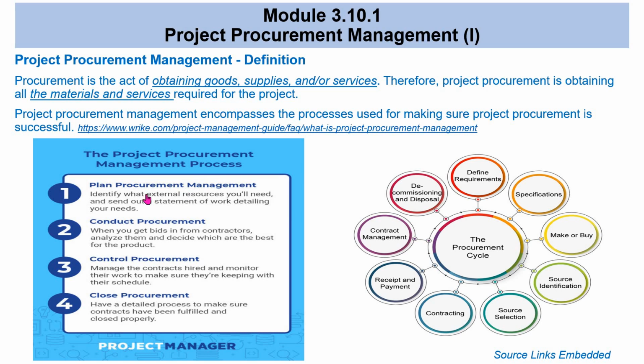Therefore, you have to be able to make a procurement plan that identifies what resources you need, and then conduct that procurement to get bids from suppliers or contractors, and then control the procurement, which means managing the contracts and making sure things go accordingly. And then when everything is done and the job is finished, you close the procurement. And this is basically what a project manager should be aware of.